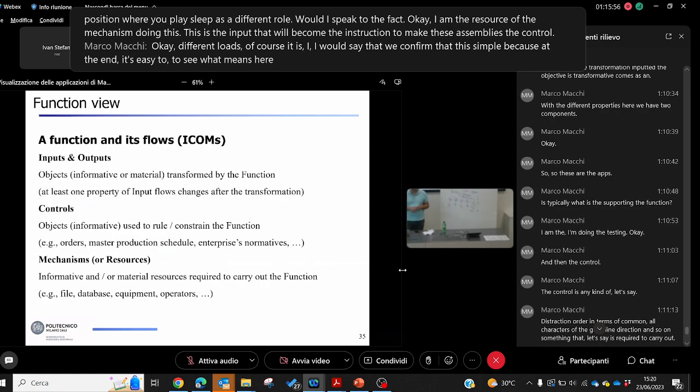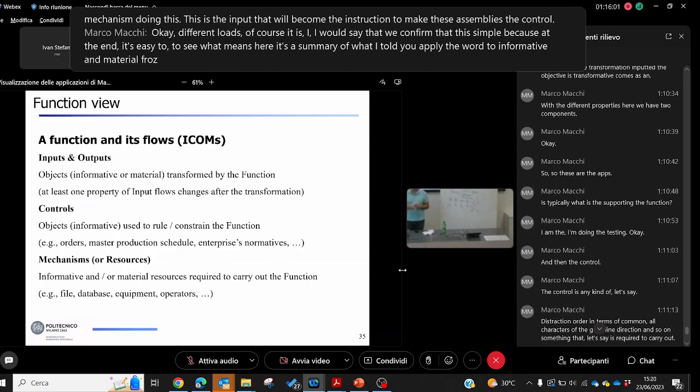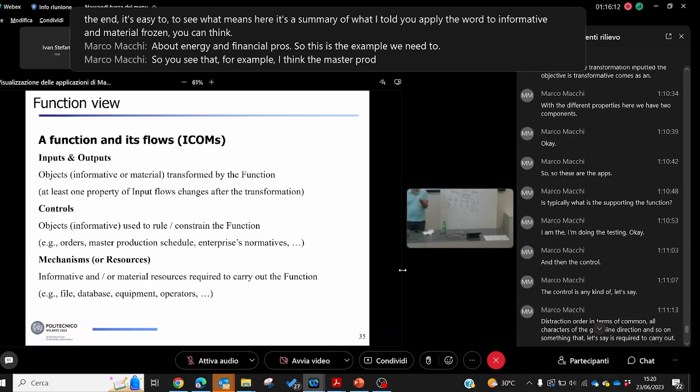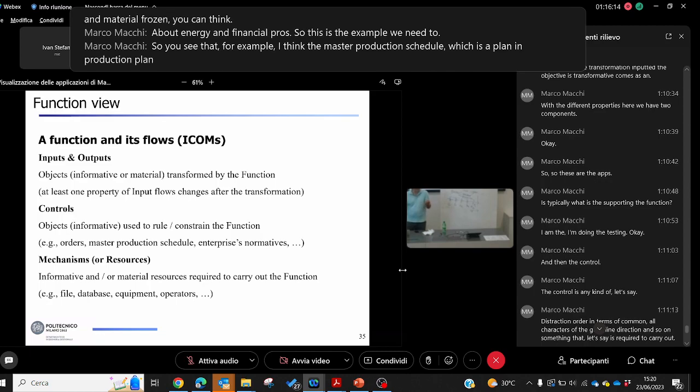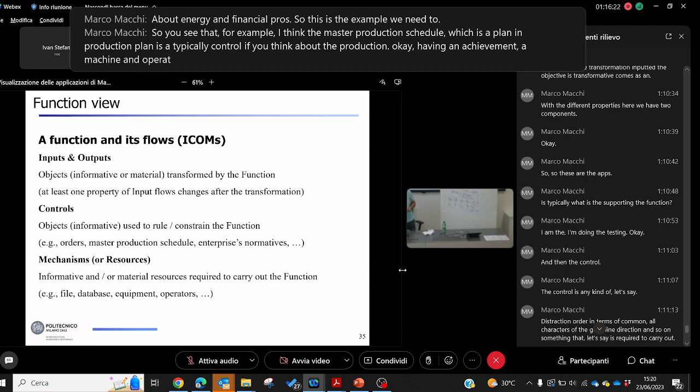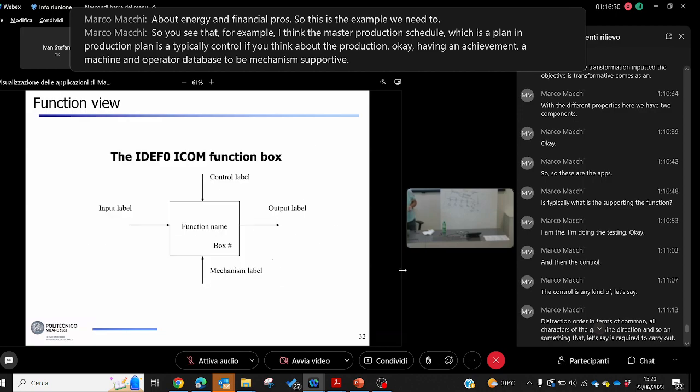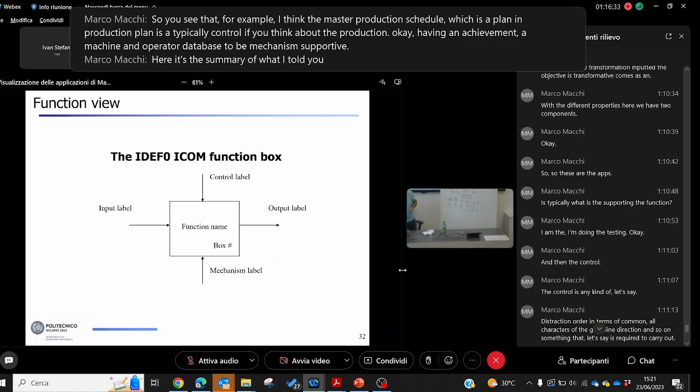Here is a summary of what I told you, applied to informative and material flows. You can think about energy flows, you can think about financial flows. So this is the example related to these flows. For example, having a master production schedule, which is a planned production plan, is typically a control if you think about production. Having an equipment, a machine, an operator, a database could be mechanisms that support an activity.